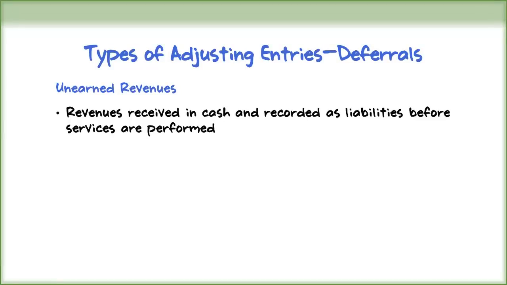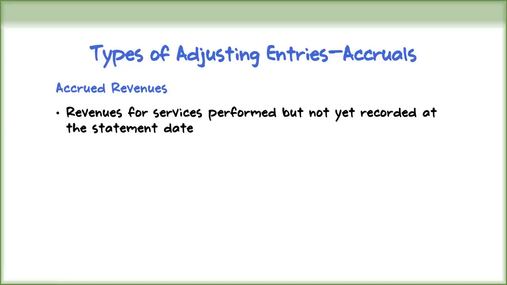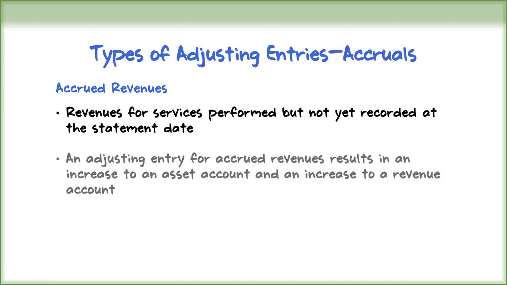Unearned revenues are revenues received in cash and recorded as liabilities before services are performed. The adjusting entry for unearned revenues results in a decrease to a liability account and an increase to a revenue account. Accrued revenues are revenues for services performed but not yet recorded at the statement date. An adjusting entry for accrued revenues results in an increase to an asset account and an increase to a revenue account.